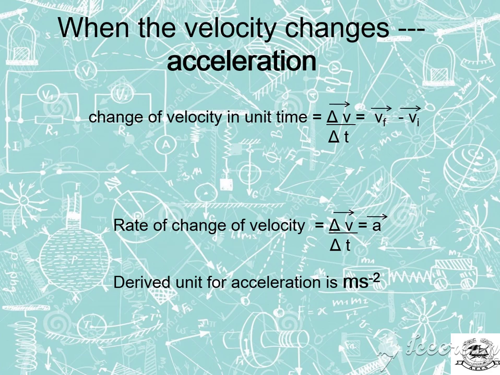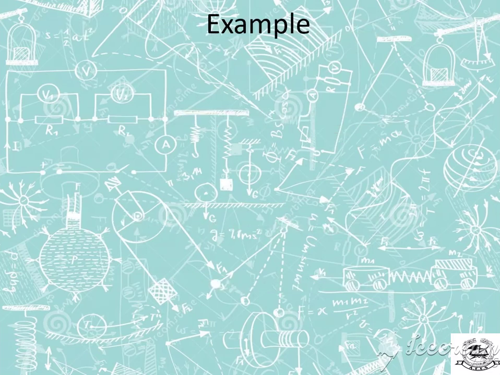Okay, so you have to remember that the sign delta always shows a change, like delta v is the change in the velocity and delta t is the change in the time. Now the unit for acceleration is meters per second square. Another example we have from the book.